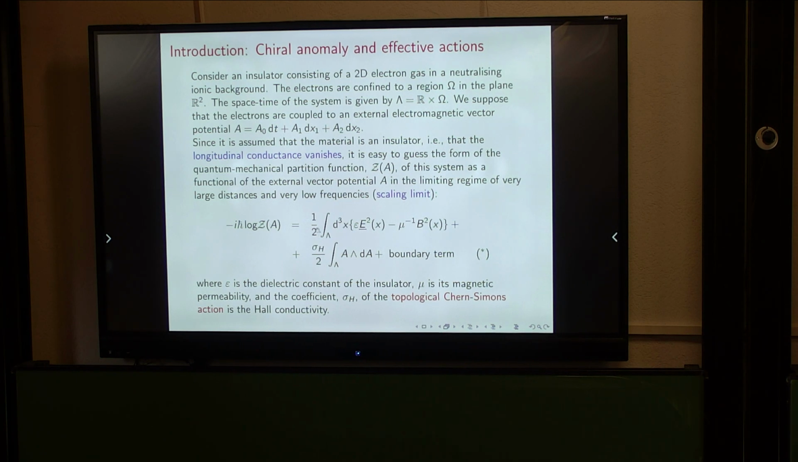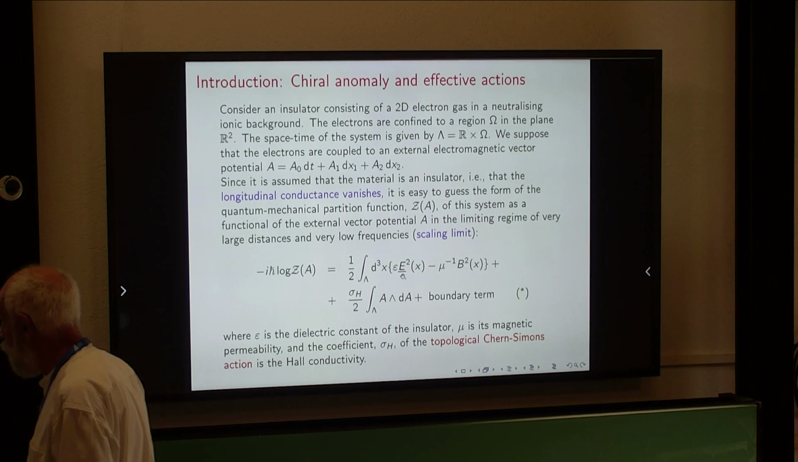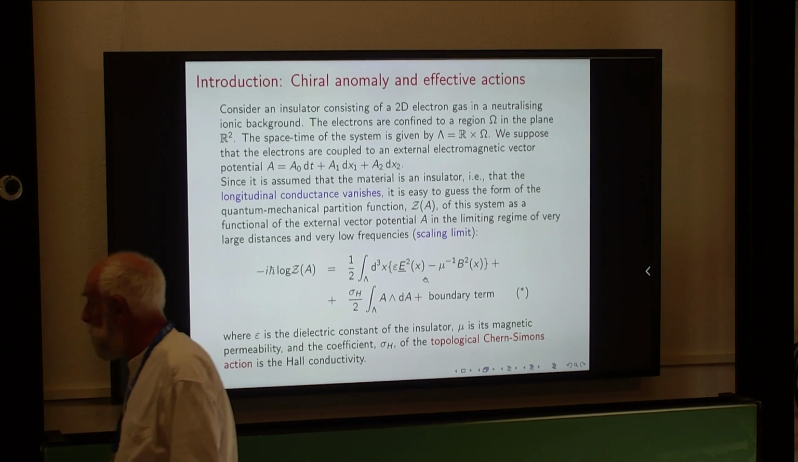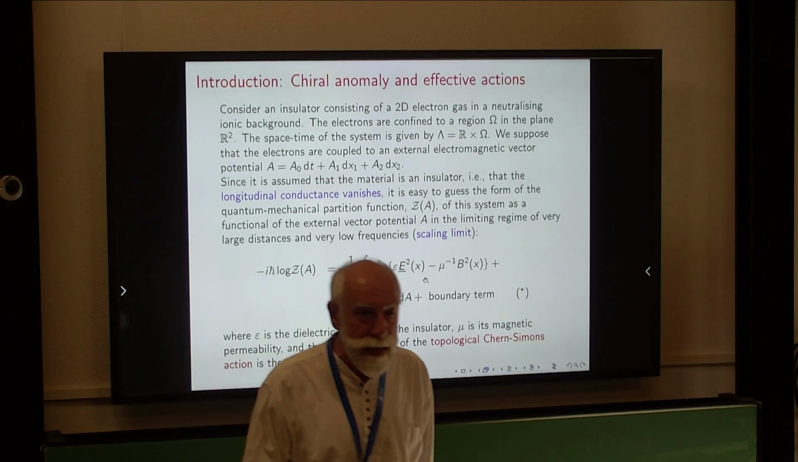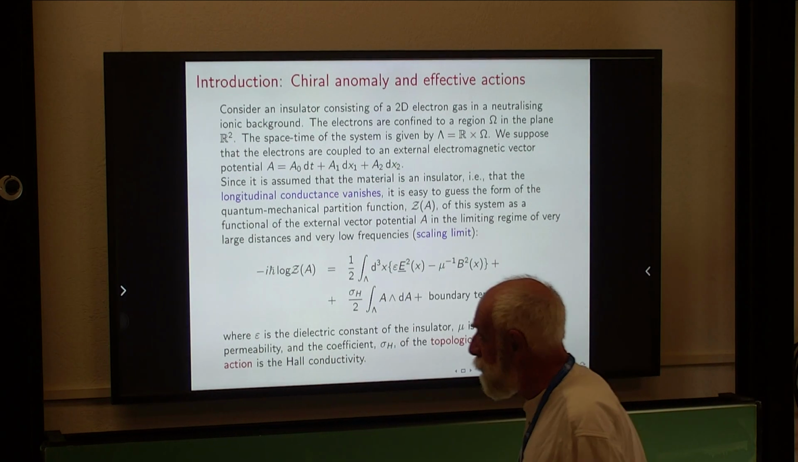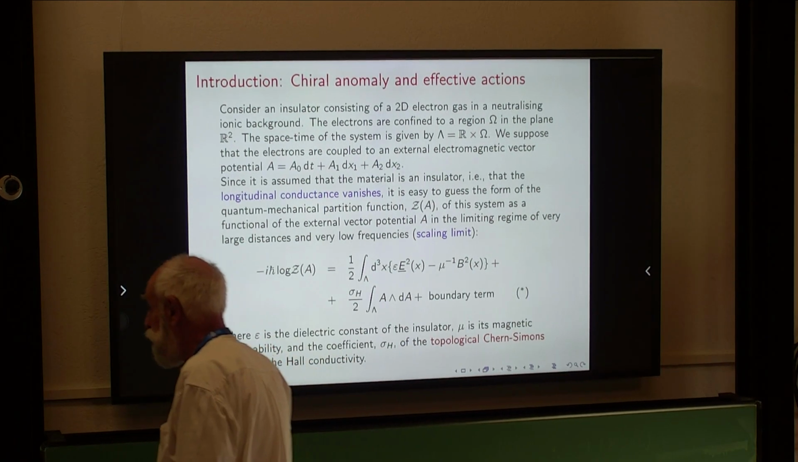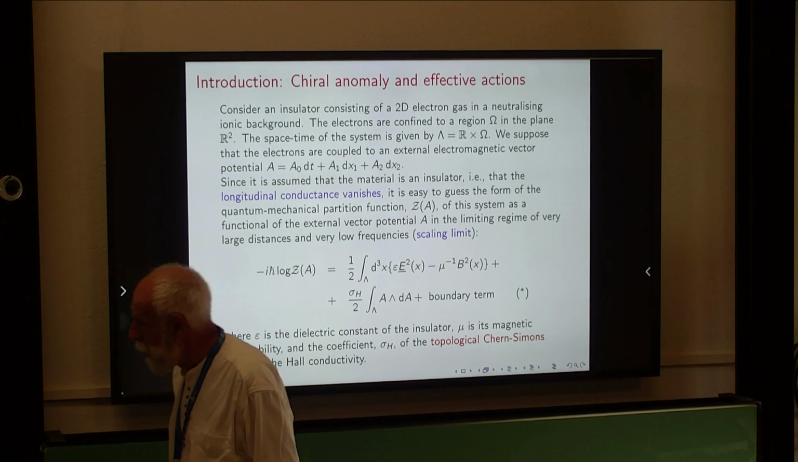Then the second most relevant term is the Maxwell term. Epsilon, the dielectric tensor, is the tensor of dielectric constants, and mu is the magnetic permeability of the insulator. Now, as I said, you should impose gauge invariance.